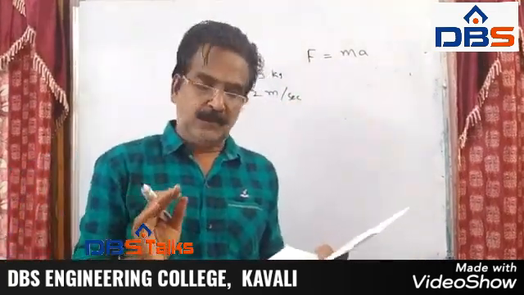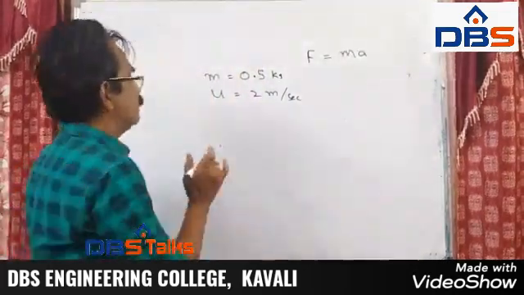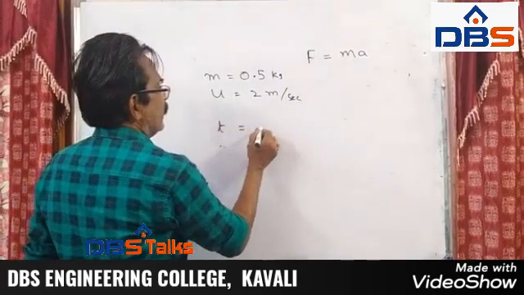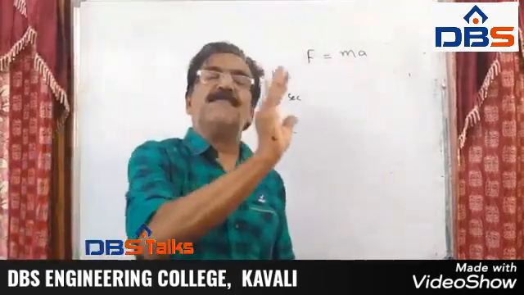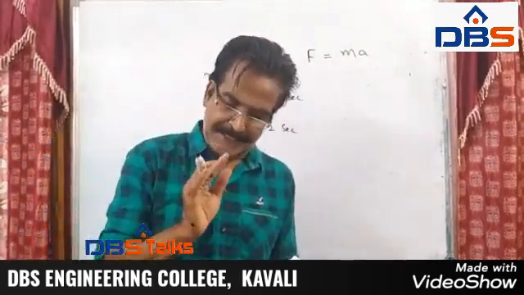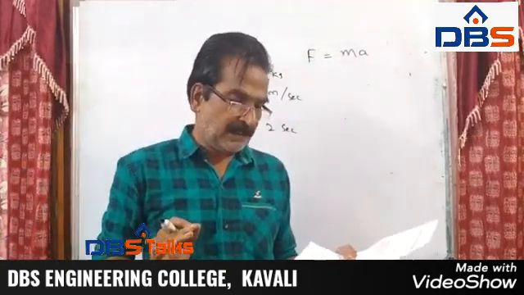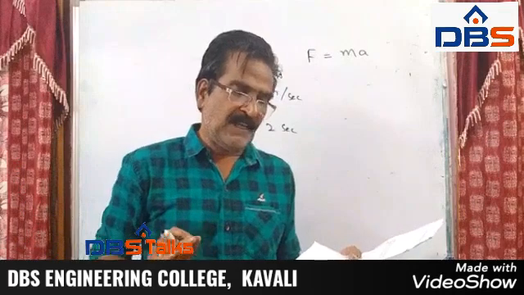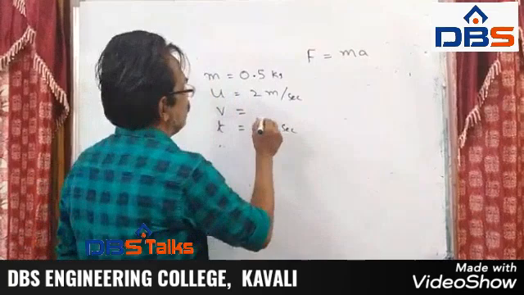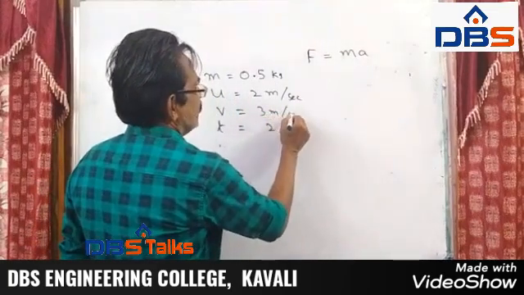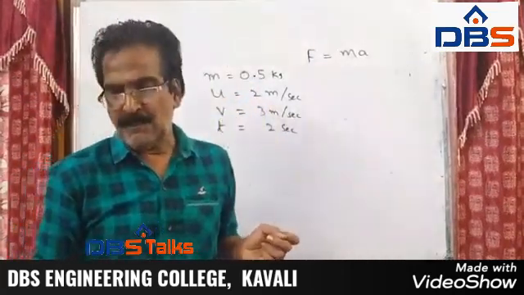It is subjected to a force of x newtons for 2 seconds. So time is given. For 2 seconds, the force is exerted on that object. Because of this force, the ball moves with a velocity of 3 meters per second. So the final velocity of the ball after applying the force is 3 meters per second. So here you have to find the force, the value of x.